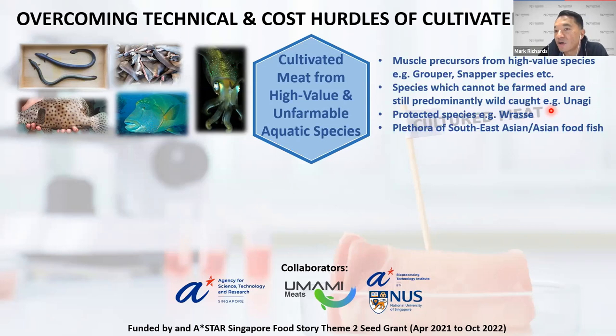We also want to work on protected species such as wrasse. And I think if you come to Asia, the situation in East Asia is such that we consume a really wide variety and a plethora of different seafood species, quite different from the West, where you probably have salmon and some white fish. Honestly, if you go to Japan, you'd see a huge variety of fish and crustacean species sold at almost every wet market in East Asia.